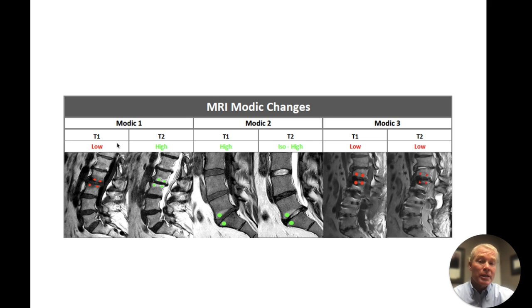Modic 1 means that a T1 image shows a hypo-intense lesion, and T2 is a high or hyper-intense lesion. Modic changes 2 mean both T1 and T2 show a hyper-intense lesion, and Modic 3 means that the MRI shows a hypo-intense lesion on both T1 and T2.